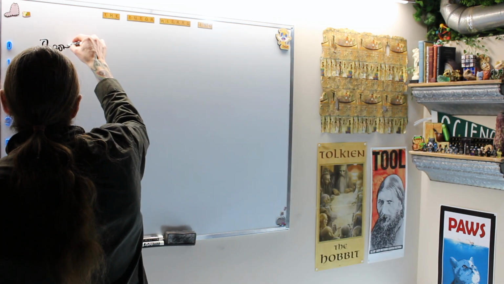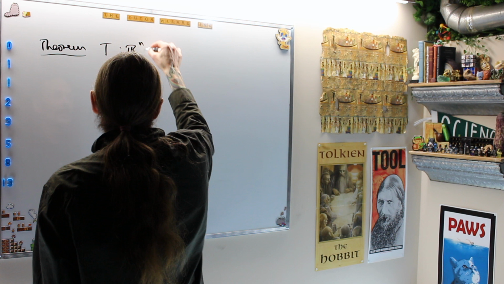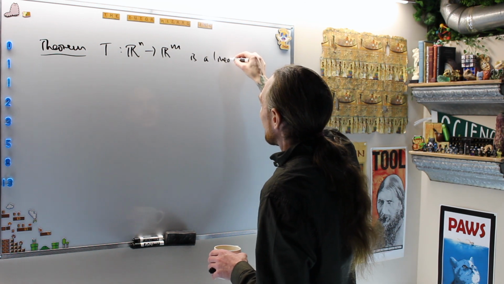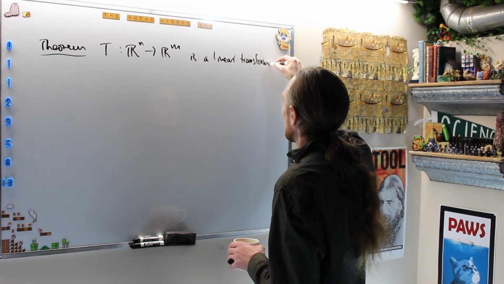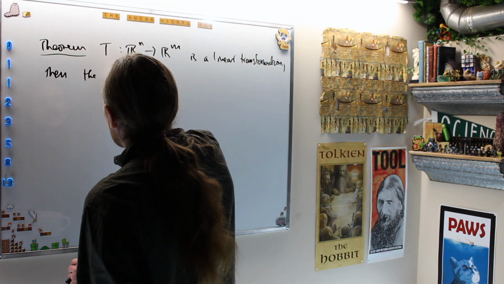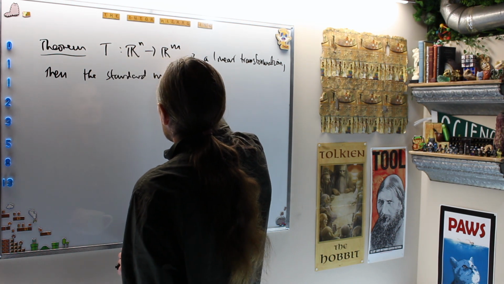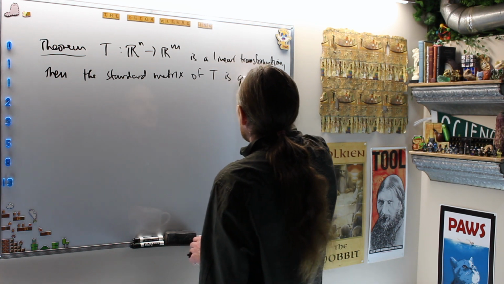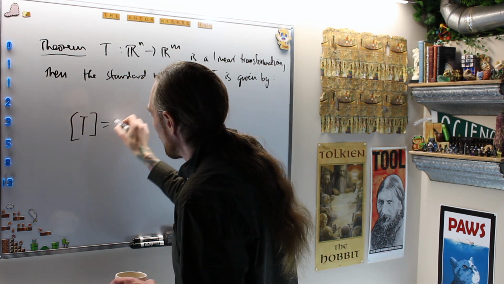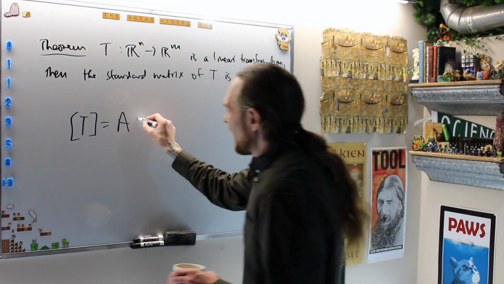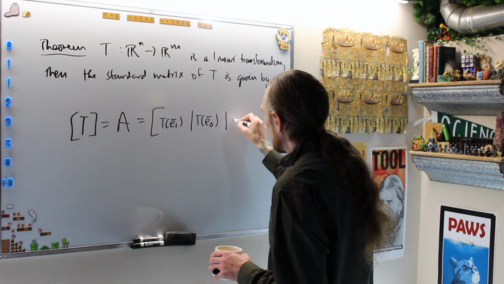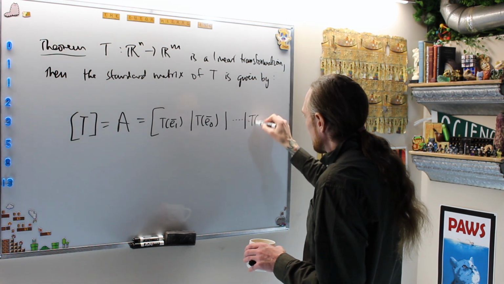Theorem. If T goes from Rn to Rm, is a linear transformation, then the standard matrix of T, which I'm just going to call A, is given by T of e1, column T of e2, column ... column T of en.